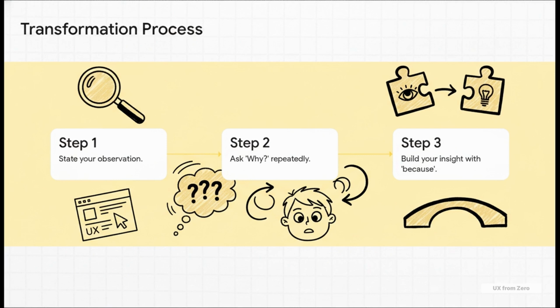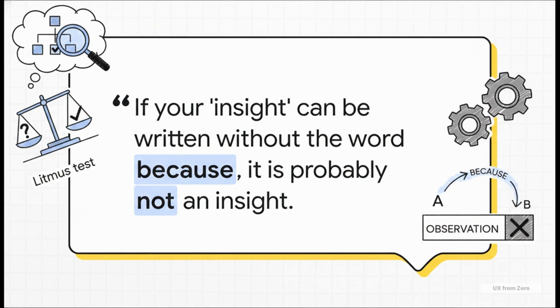You build your insight using the magic word, because. And this right here, this is the golden rule. If there's one thing you take away today, let it be this. This is your personal insight detector. If you've written something down that you think is an insight, try to stick the word because in there. If it doesn't make sense, if you can't connect a cause to an effect, then you probably don't have an insight yet. You just have a statement.